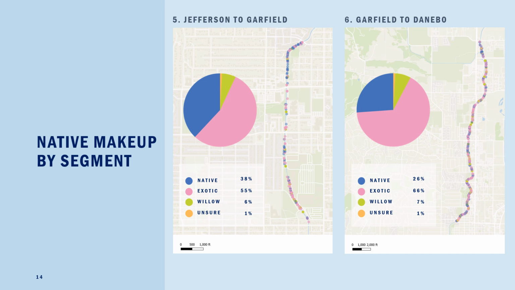Jefferson to Garfield is the fairgrounds and residential and commercial areas. There's a lot of human interaction with the creek here, including camping and unfortunately a lot of trash buildup. Same goes for the next section out to Deneba, which turns into a more commercial and industrial area. And we can see that the exotic species and invasives start to take over more in these highly disturbed conditions.